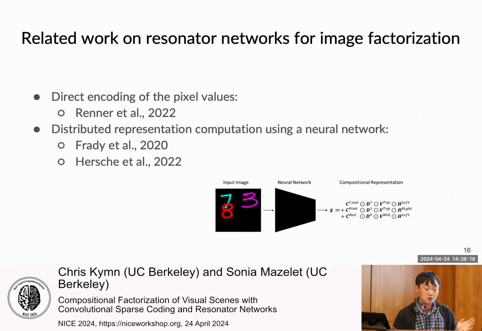There's also been some related work on resonator networks for image factorization, either by direct encoding of the pixels or by using a neural network to compute some of these representations. But none of this before has been used with unsupervised learning and convolutional sparse coding. And now Sonia will tell you about some of the benefits of the sparse coding approach.